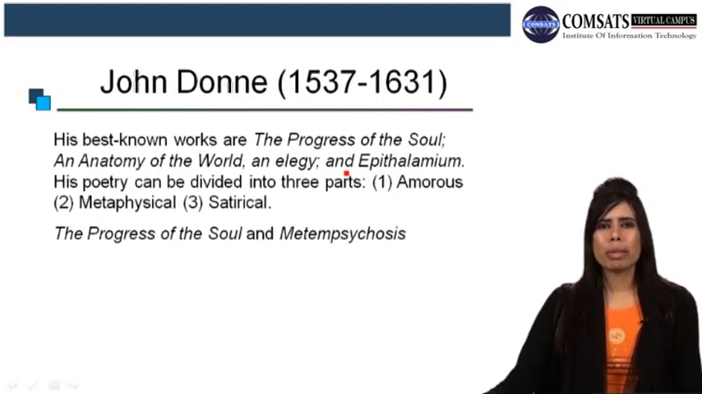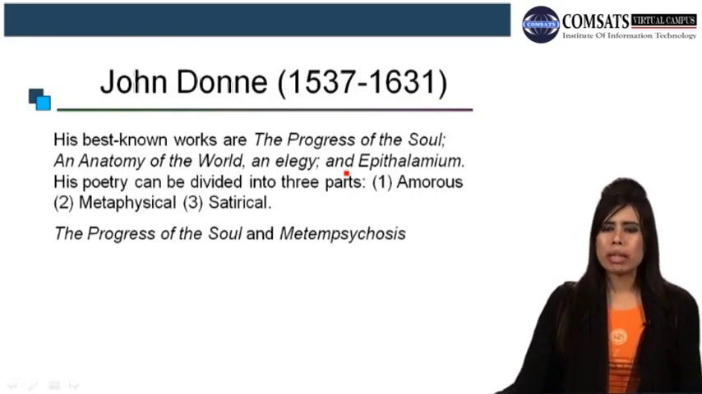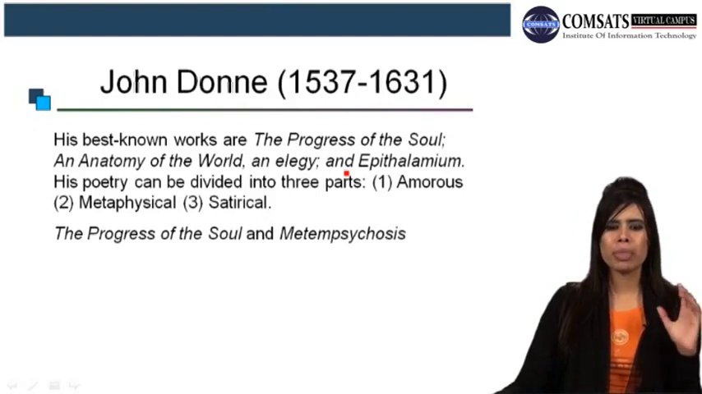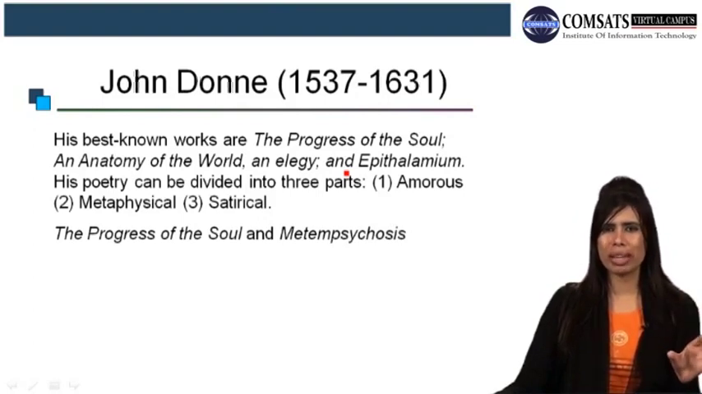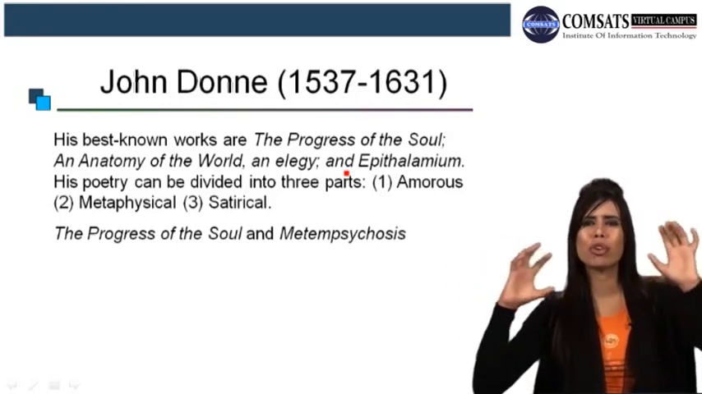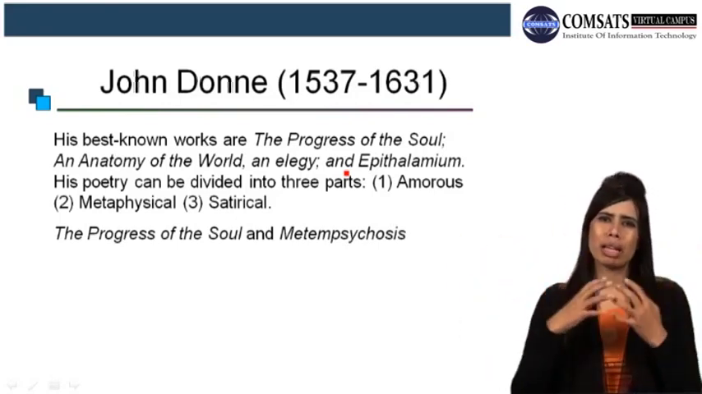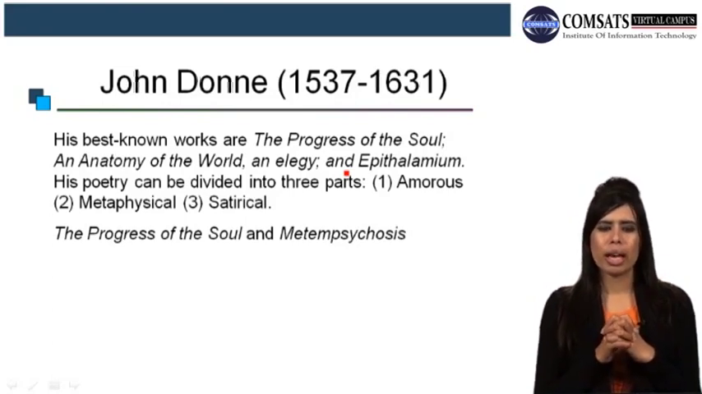John Donne, the very prominent figure from the second school of the Puritan Age poetry. His era started from 1537 and ended in 1631. My dear students, what you have to keep in mind is that John Donne is known for his metaphysical works. His best known works are The Progress of the Soul, the Anatomy of the World, and the Epithalamion. Here again you can see that they usually focus on real life incidents.